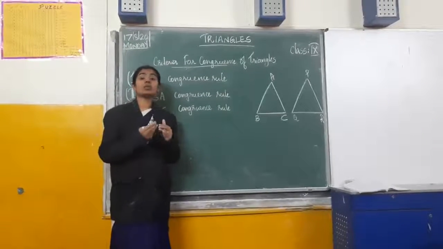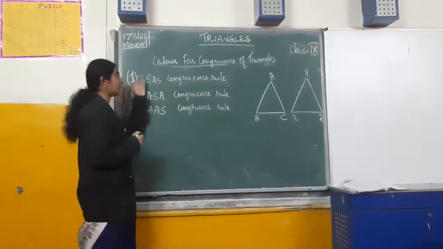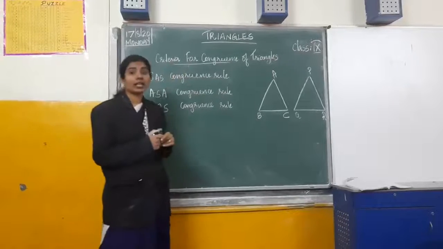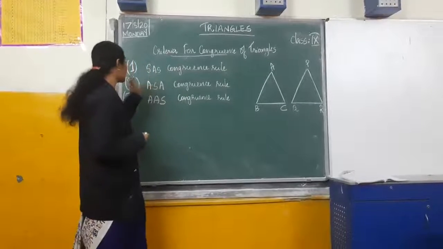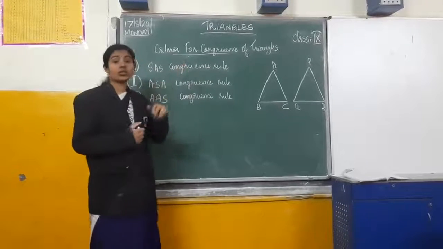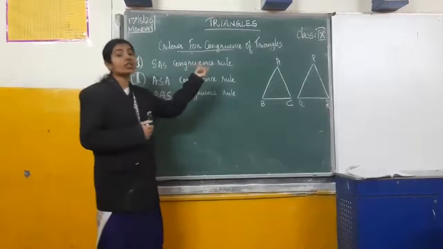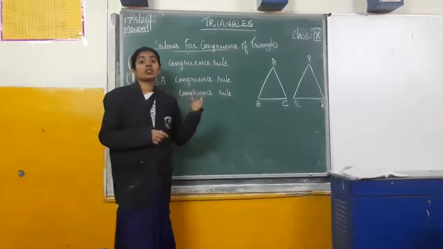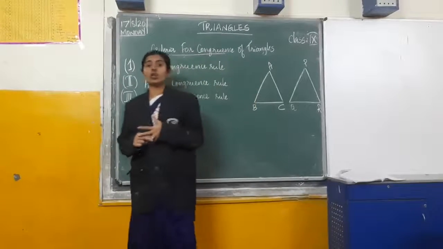So there are some rules to check the congruence of triangles. That means criteria for congruence of triangles. So what are those rules? First one, SAS congruence rule. By using this SAS congruence rule, sometimes you can find the congruent triangles. So the first rule is the SAS congruence rule.